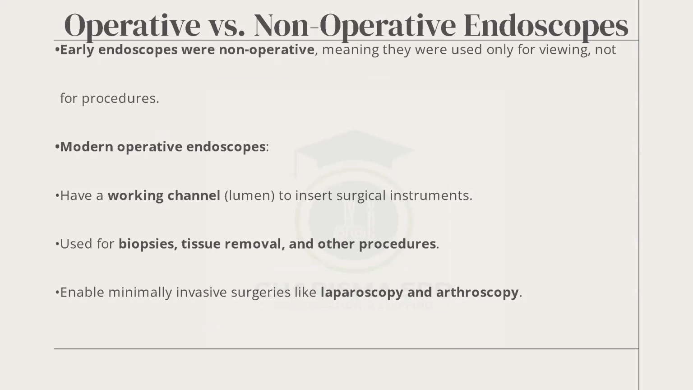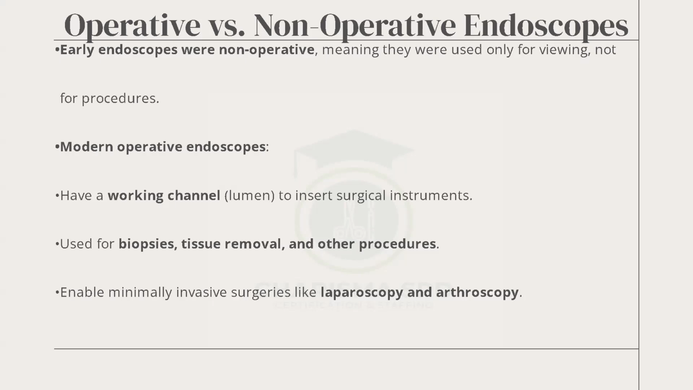Early endoscopes were non-operative, meaning they were used only for viewing. Those created in the 1800s were just used to visualize. Modern-day ones have working channels.